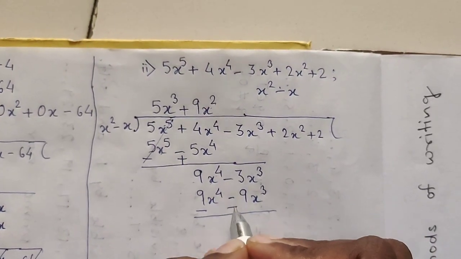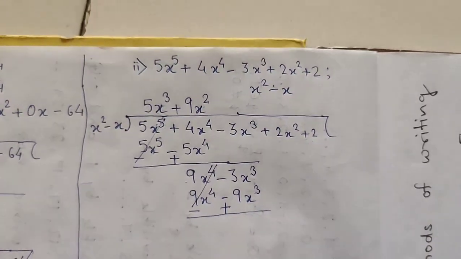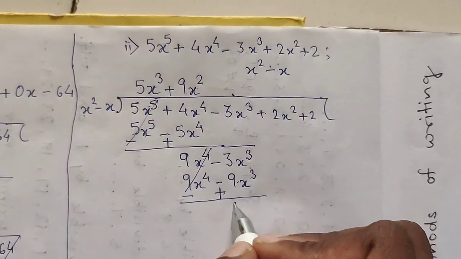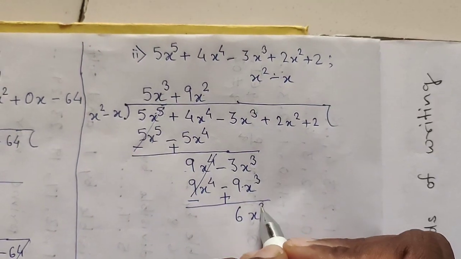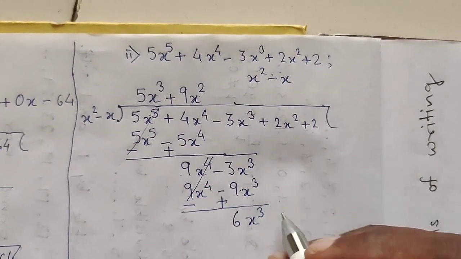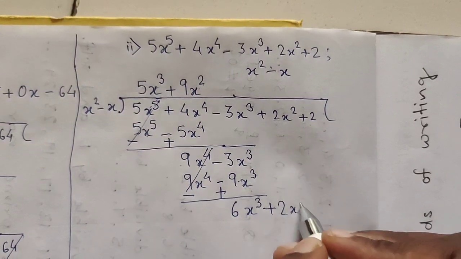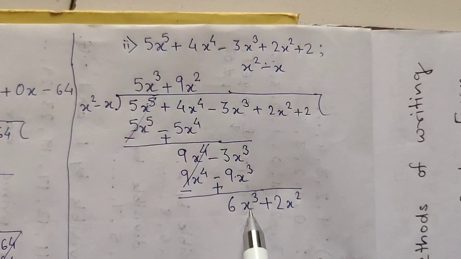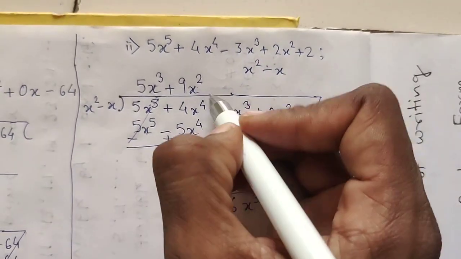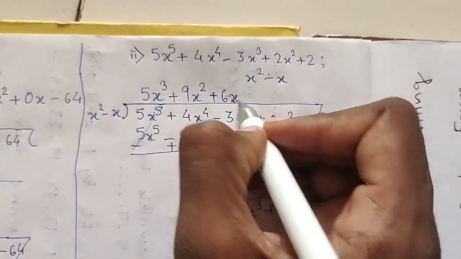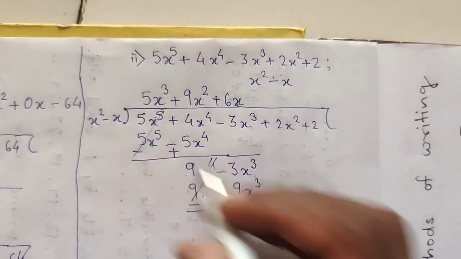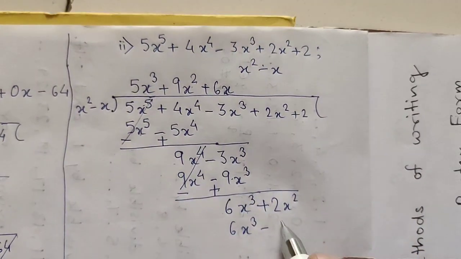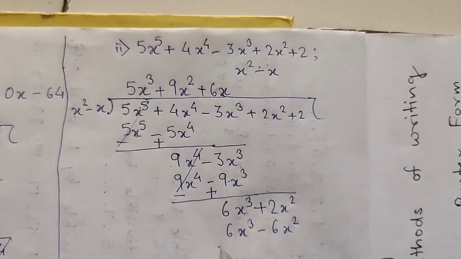This is minus and this is plus, these two terms get cancelled. Now see, this is plus 9 and this is minus 3, and you know 9 minus 3 is what, 6. Now your next term is plus 2x square. Again do the comparison, this is x square, this is x cube, so x is missing and 6 is also there, so plus 6x. Now multiply 6x with x square, you are going to get 6x cube, then minus 6x square. Okay, now let us subtract.